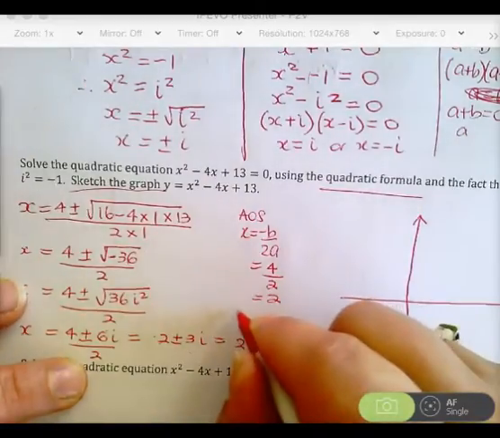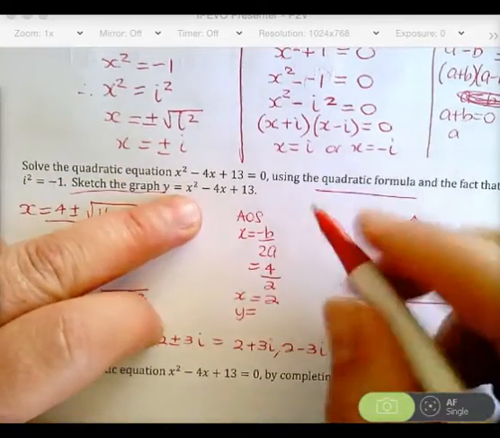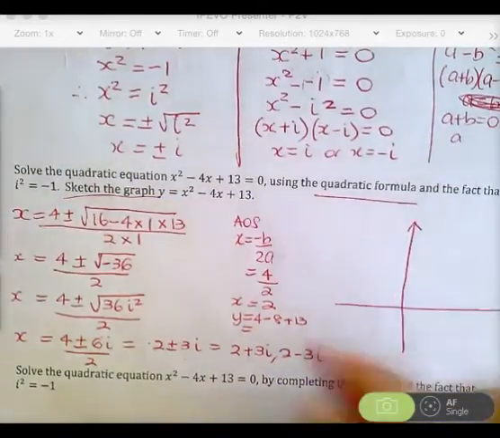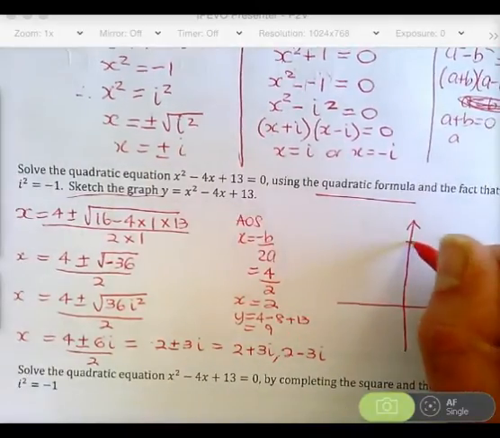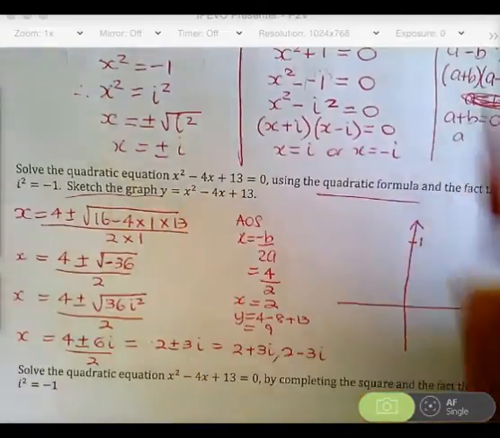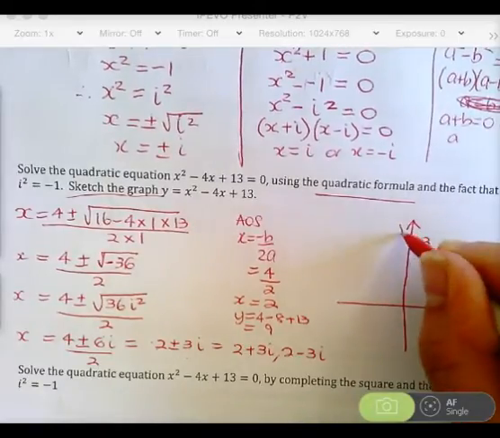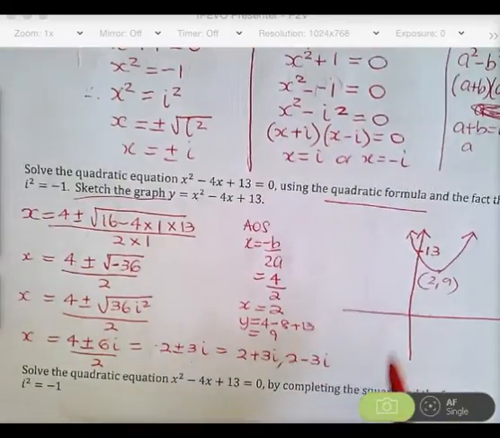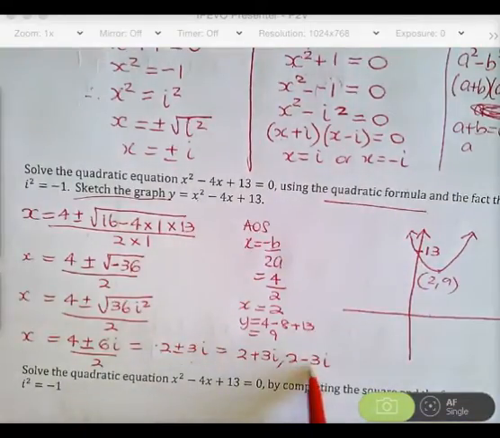And when x is 2, what's y? Let's just look at it here. When x is 2, we've got 4 minus 8 plus 13. y is 9. So is the graph concave up or down, girls? Up. It's concave up. The y-intercept is? 13. Axis of symmetry is 2, and the vertex is (2, 9). Just a quick sketch. It looks like this. That's the curve. That's why there are no real roots, and it's got imaginary roots.